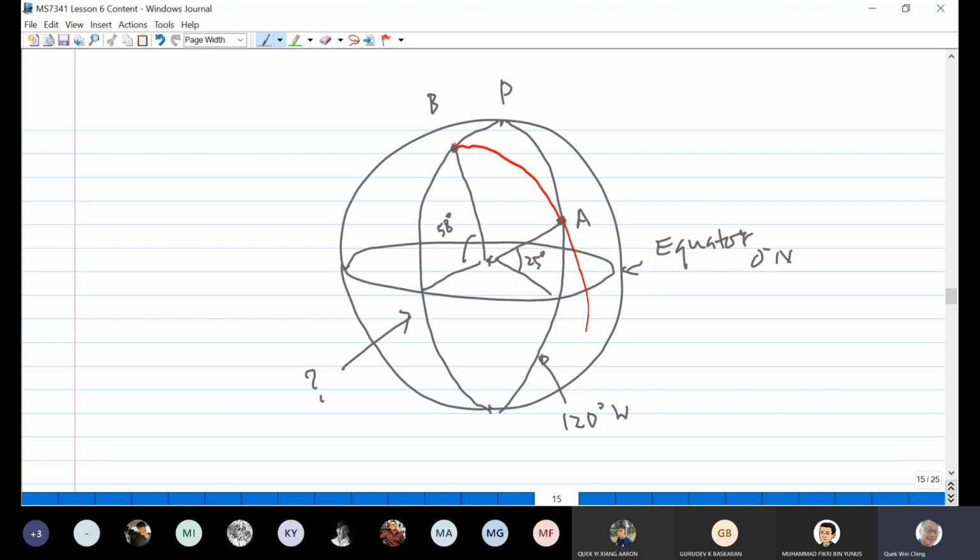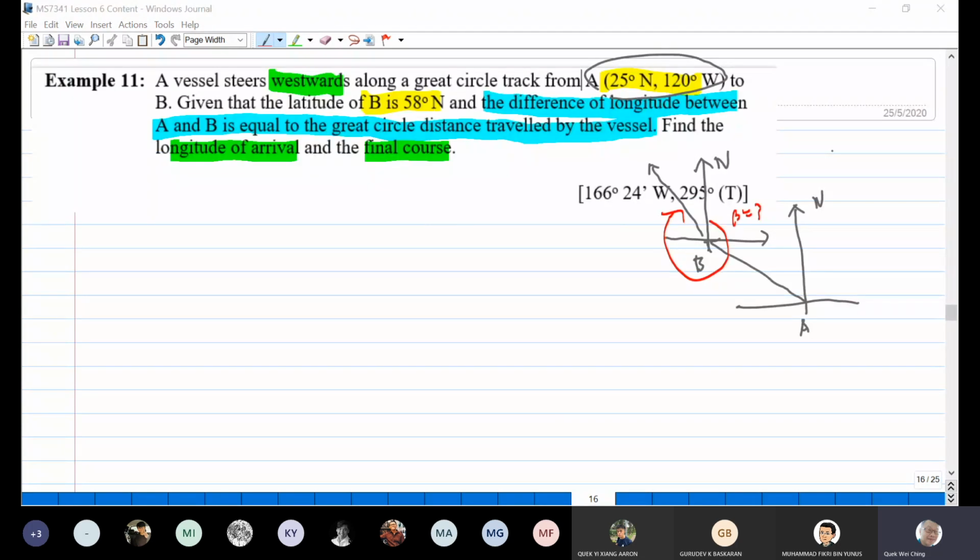So draw a great circle. They didn't ask you for the great circle distance, but you need to know that also. This is a diagram illustrated here, so you can transfer this triangle to the next page. Let me draw the triangle for you. The triangle looks something like this.